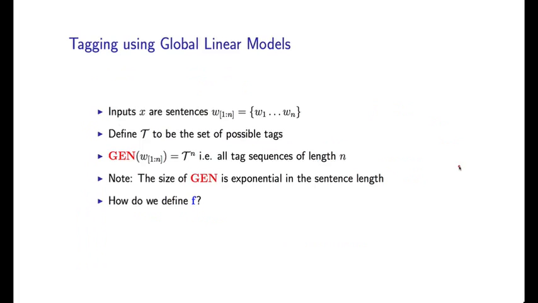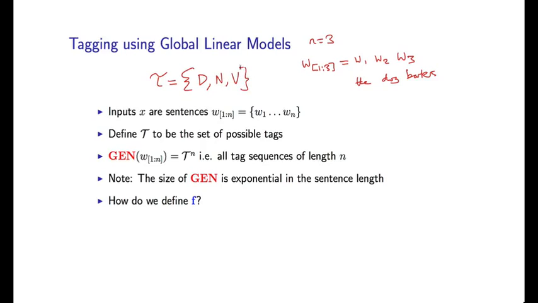So how are we going to set up this GLM for tagging? As input to our model, we have some sentence. Let's say n equals 3, for example. We might have a sentence W1 through 3, which is equal to W1, W2, W3. We might have some sentence like the dog barks, for example. Now, define T to be the set of possible tags. So let's just assume we have three part-of-speech tags, D, N and V.